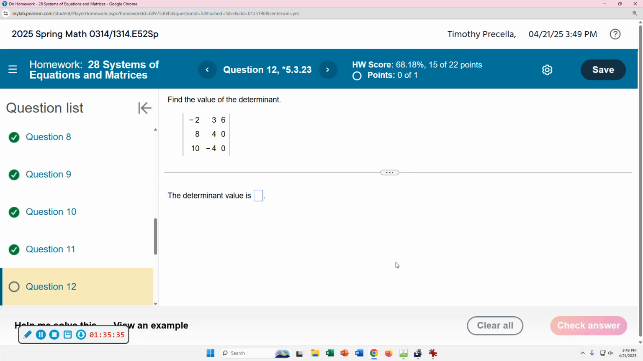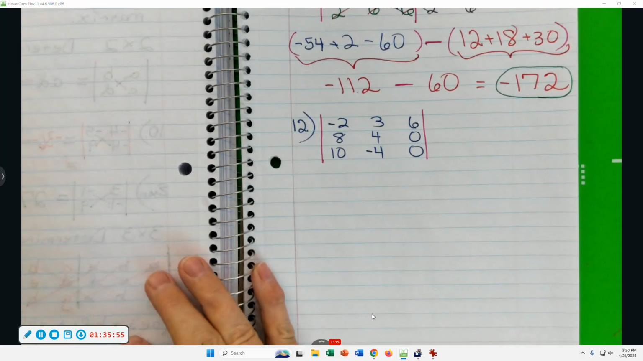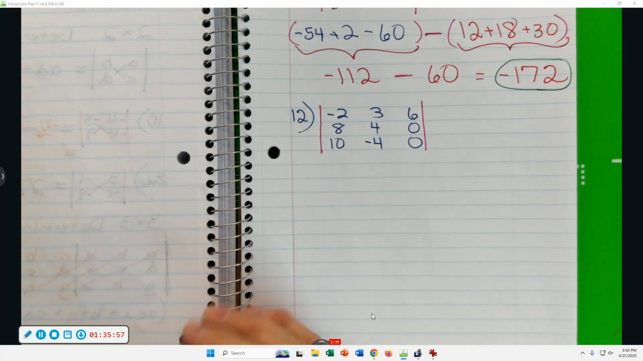Negative 2, 8, and 10. 3, 4, negative 4. And 6, 0, 0. And what will I do first? What am I going to do before I do anything else? Before I start multiplying, I have to do something. No, I don't have to. I see it fine in my head.